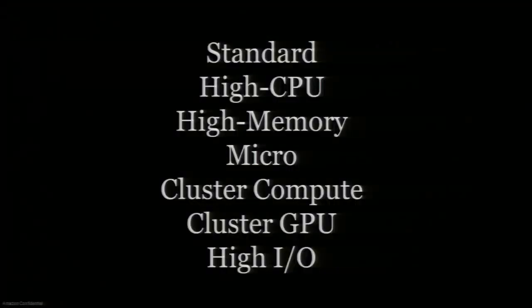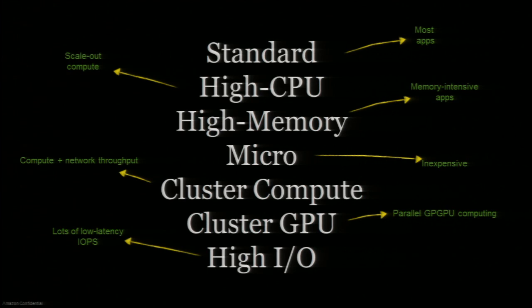IOPS volumes. So until Werner's announcement this morning, here are all the EC2 families that we have, and I'm going to walk through all of them, the kinds of applications they're useful for, and the kind of features on these that we optimize for. These are divided into 7 families: standard, high CPU, high memory, micro, cluster compute, cluster GPU, and high I/O. The names sort of suggest what kinds of applications and profiles you should be thinking about. Let's go through them one by one.